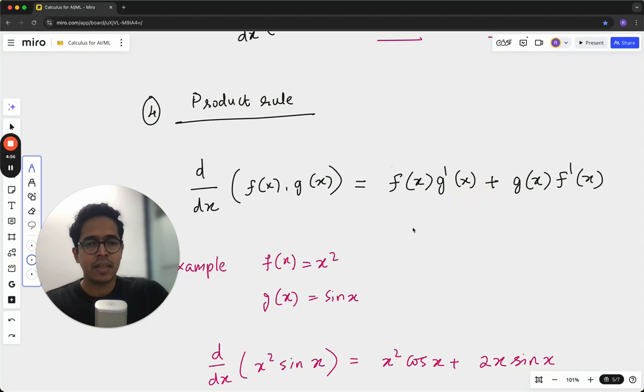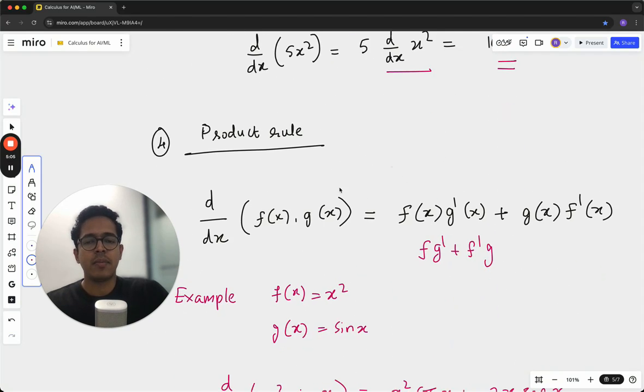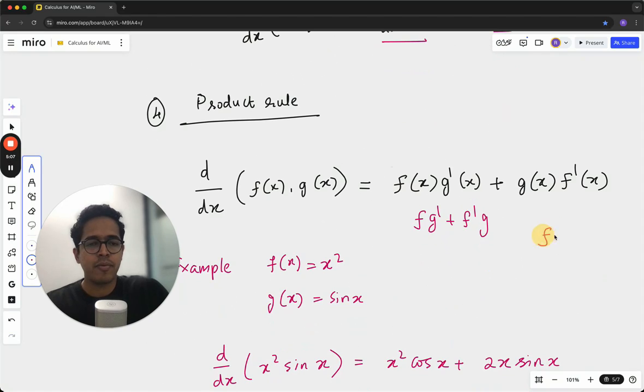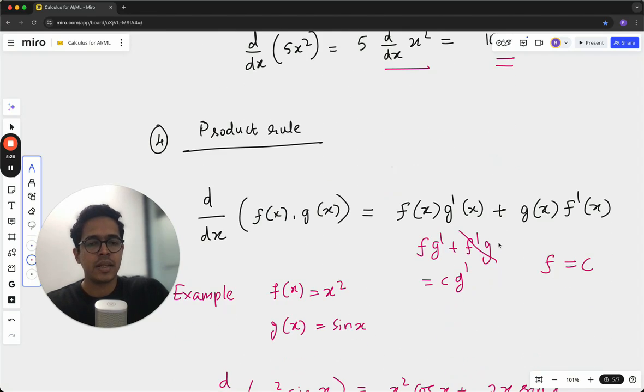Then, basically it's nothing but f g prime plus f prime g. Now you can deduce this constant multiplication rule from here itself, because if f is a constant, f equal to c, then f prime is 0, because the rate of change of a constant with respect to anything is 0, which means this term will not exist. So it will simply be f g prime. And if f is a constant, this will be equal to c g prime. That's what we calculated here, c f prime. Instead of f, we are using g here, that's all.